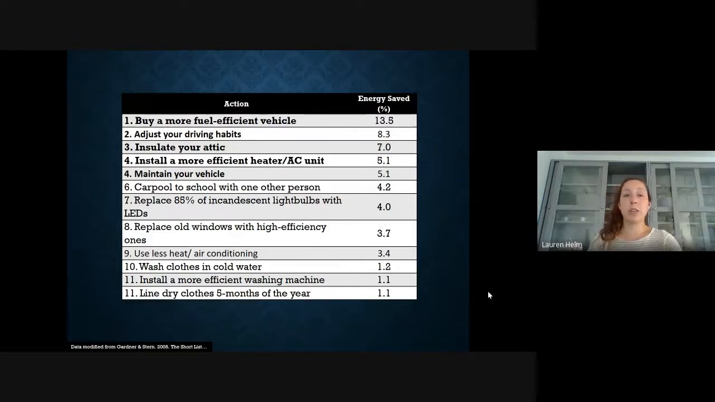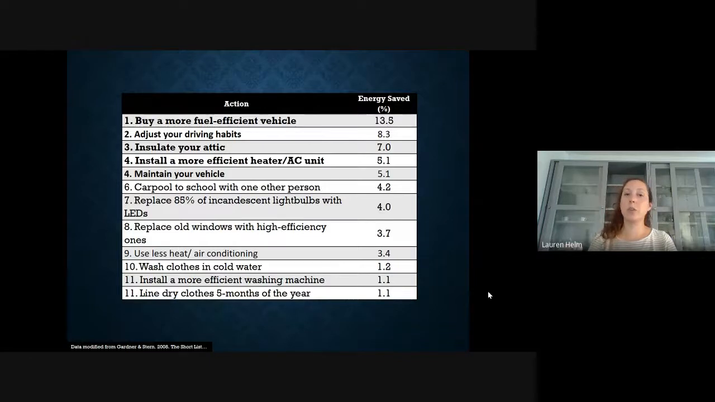You can switch out your light bulbs to LED light bulbs. These light bulbs, if you run them for the same amount of time as what we call an incandescent bulb, use much less energy than the same incandescent light bulb. So they're more efficient in getting the same job done. You can replace windows with more efficient ones so that they let less heat into your home so it stays cooler. You can use your heating and air conditioning less.